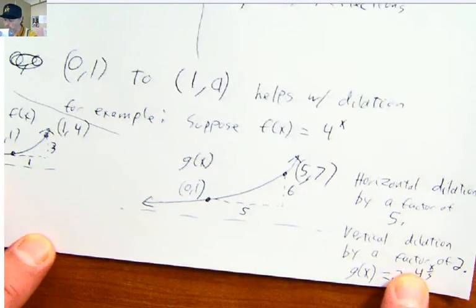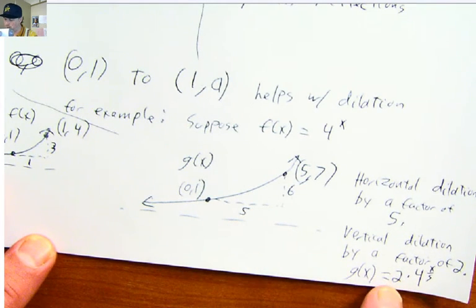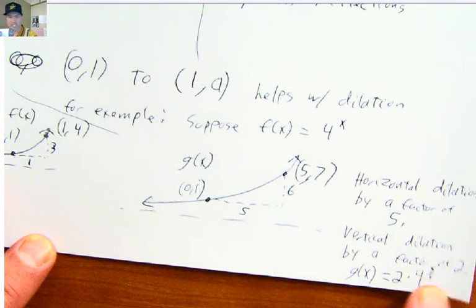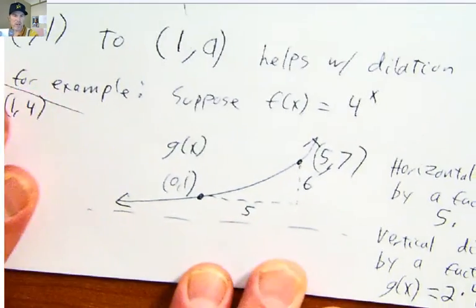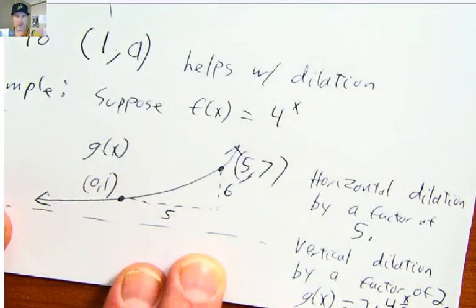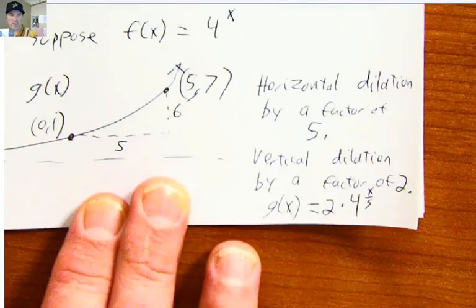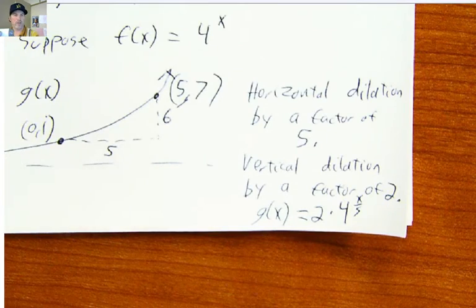So that's a vertical dilation by a factor of 2, which would mean that the horizontal dilation goes inside and you do the opposite, so it's 4 to the x over 5. And then the vertical, with the vertical dilation of 2, sorry, this is tough to read. With the vertical dilation of 2, you'd have the 2 on the outside.